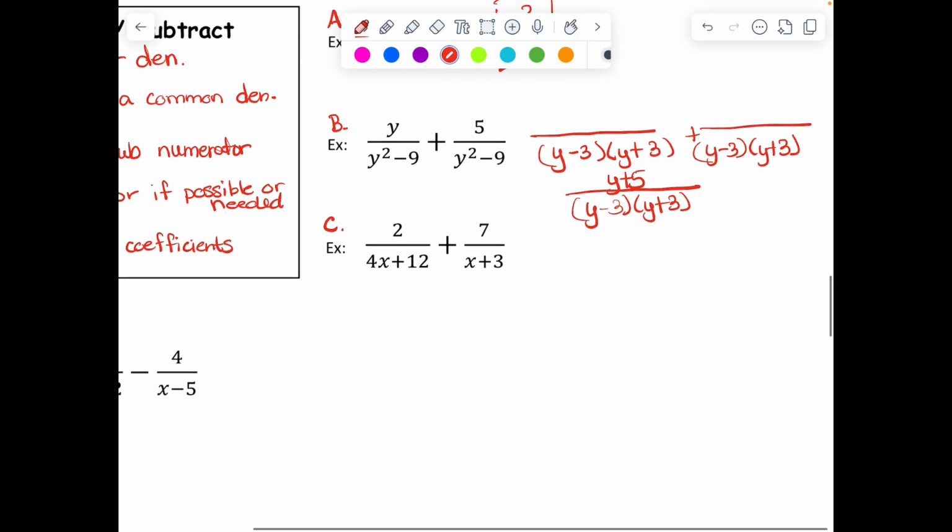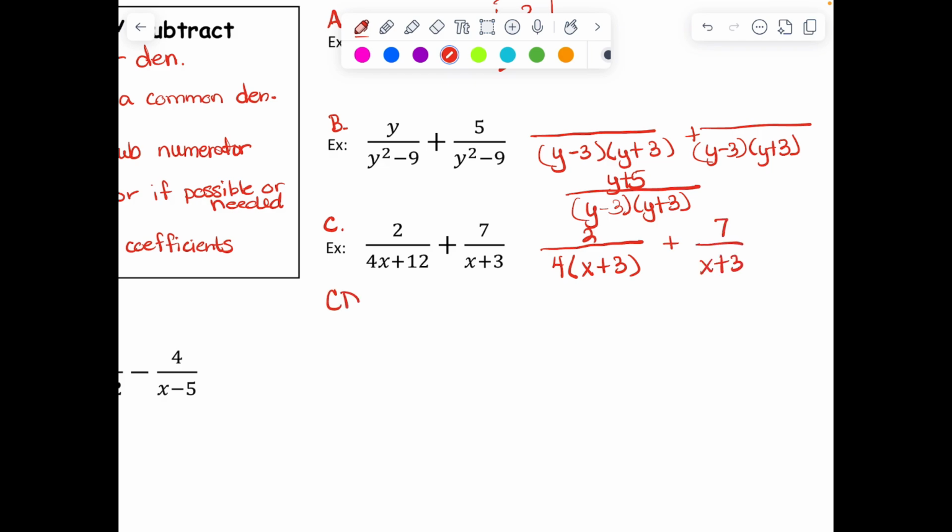So if we look at example C, we have 4x plus 12 and x plus 3. Obviously, they're not the same, so we're going to go ahead and factor those. So 4 can come out, and we have x plus 3 on that piece, and plus 7 over x plus 3. So common denominator has to be what all pieces have. Well, this piece has a 4. This one doesn't, but we have to have a 4. So 4 has to be part of it. Both pieces have x plus 3, so x plus 3 will be our denominator. So 4 times x plus 3 is our whole denominator.